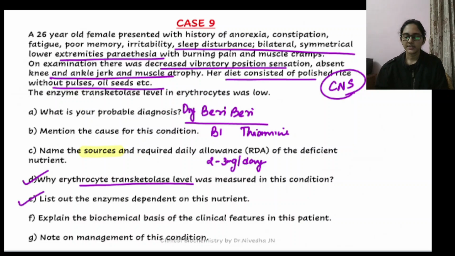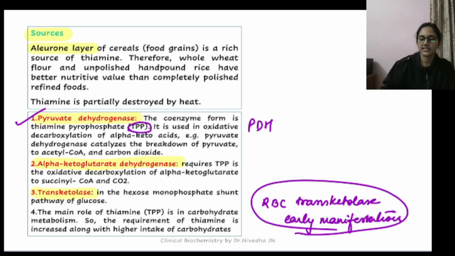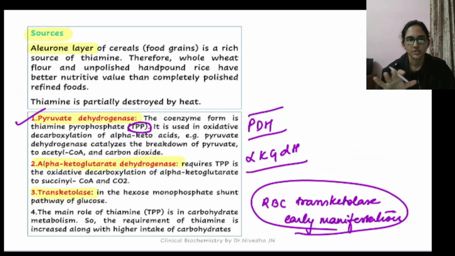List out the enzymes dependent on this nutrient. What are the different enzymes? Again, this is the same thing. Pyruvate dehydrogenase. TPP, thiamine pyrophosphate, is the active form of thiamine. So the PDH complex needs thiamine. Alpha ketoglutarate dehydrogenase again needs thiamine. Transketolase needs thiamine. So you should know this.